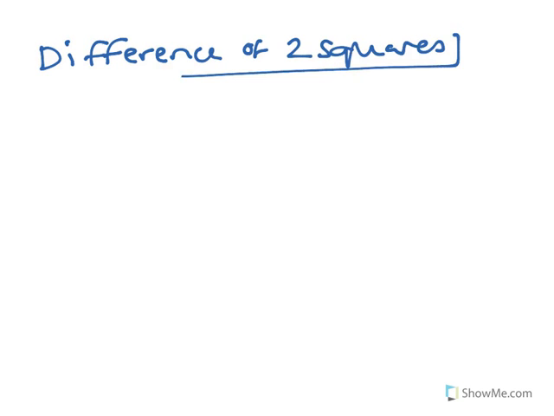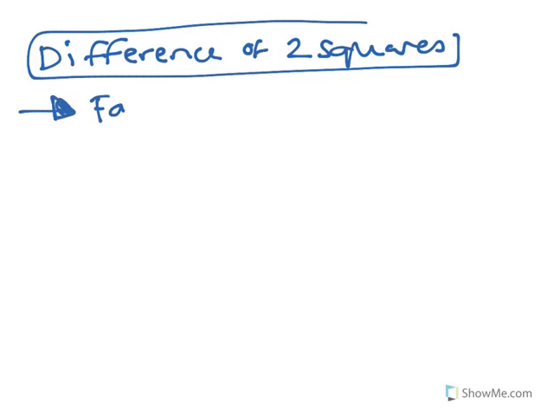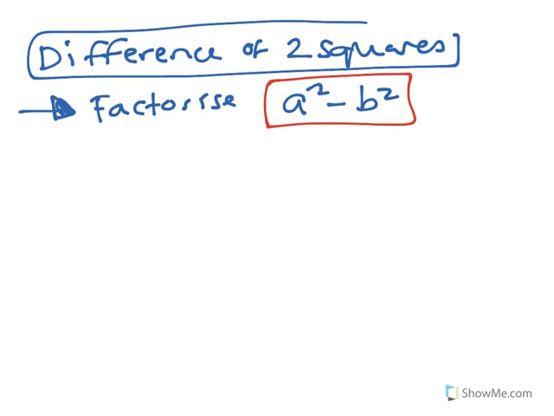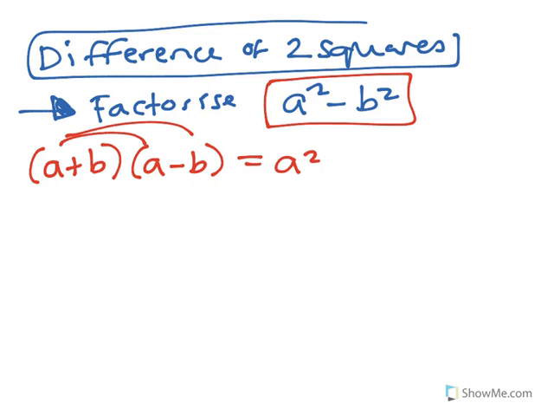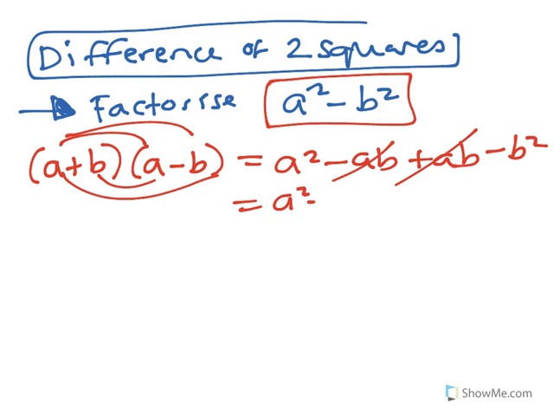Okay, what we're going to look at now is what's called the difference of two squares. We're going to use that to factorise anything that is in the form of a squared minus b squared. Because what you might have noticed from your expanding brackets is when I have a plus b, a minus b, I end up with a squared minus ab plus ab minus b squared. The two middle terms will just cancel out.